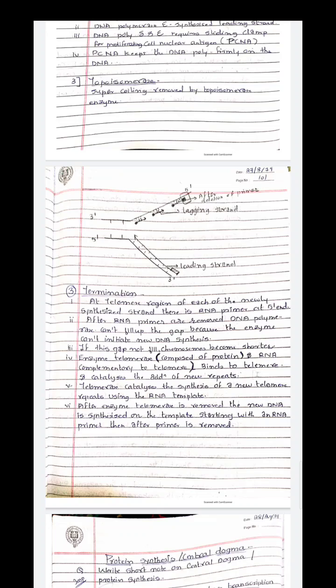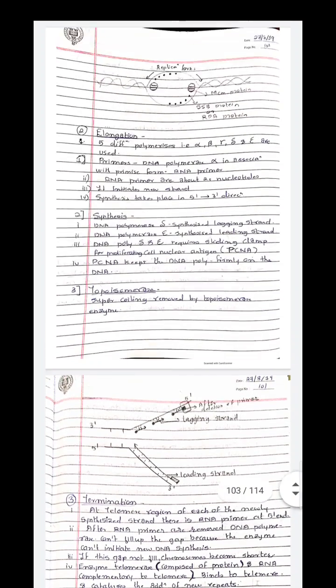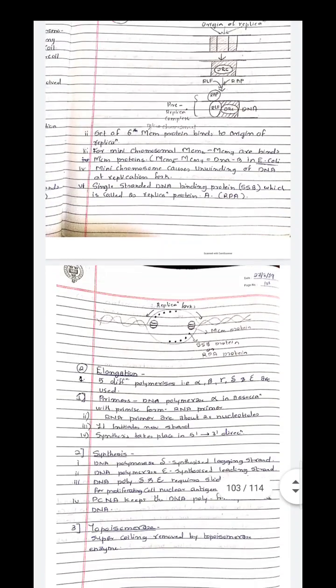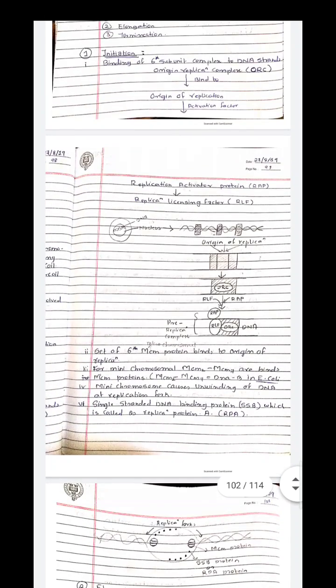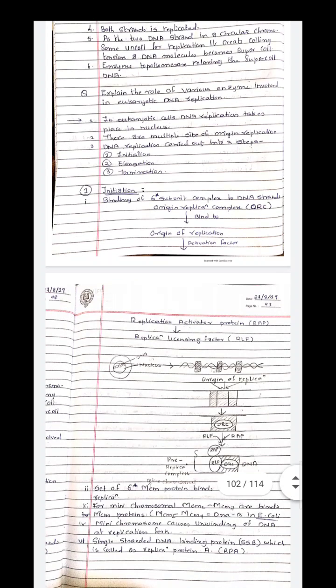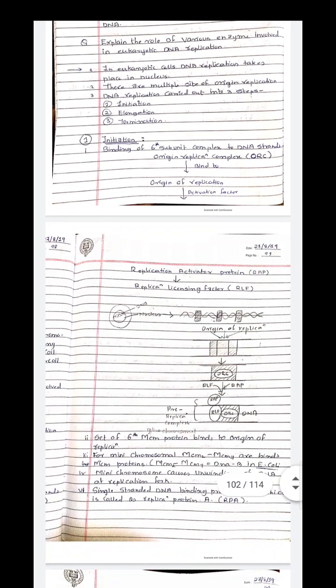and in this way the replication process takes place. So I hope this is a somewhat complicated process, but from the view of the exam, this is an important question. So I hope all of you understand this eukaryotic DNA replication.